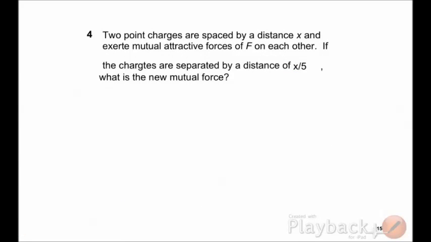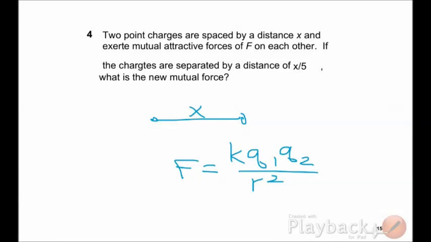Alright, two point charges are spaced a distance x and exert a mutual attractive force of F. So, distance x, F is your attractive force. If the charges are separated by a distance of x over 5, what's the new mutual force? So F is equal to K Q1 Q2 over r squared. We start looking at the relationship. So if I put my r, or in this case x, is fine, over 5, what happens to my force?